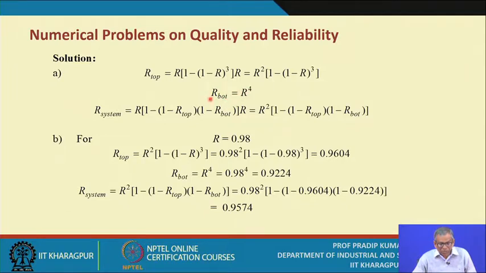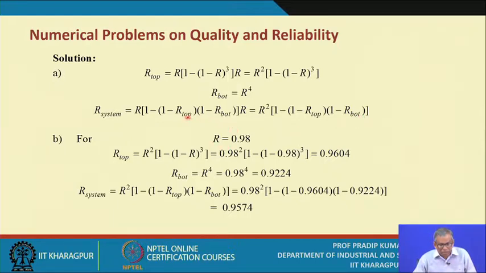And what about the bottom one? The bottom one has four components in series, that's why it is R to the power 4. And what is the system? The system is this one and this one, and this is the outer one; there is the component R1, and this is the middle one. So ultimately, you have this simplified expression. You have the reliability for the top system, and this is the reliability for the bottom system.